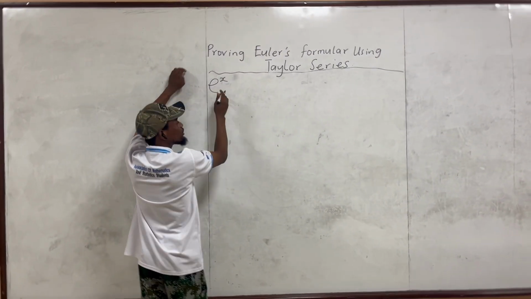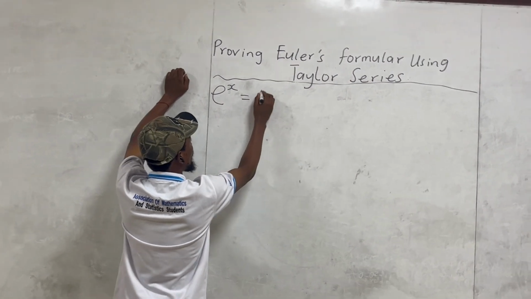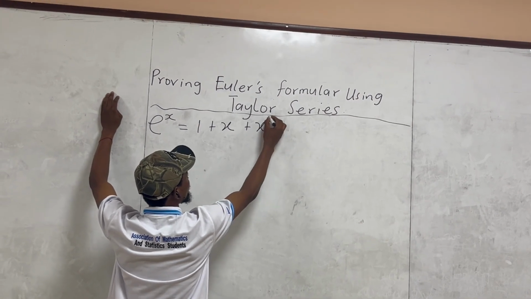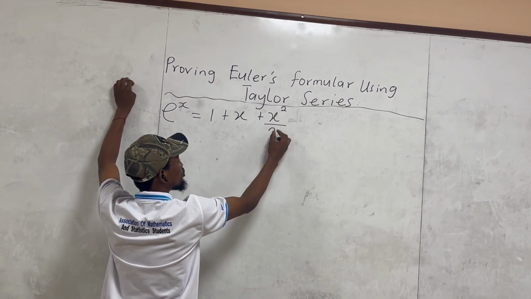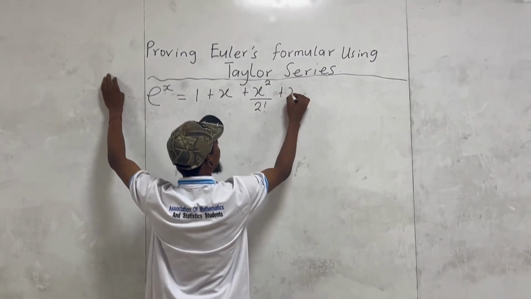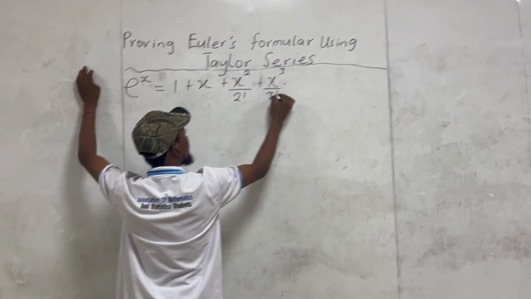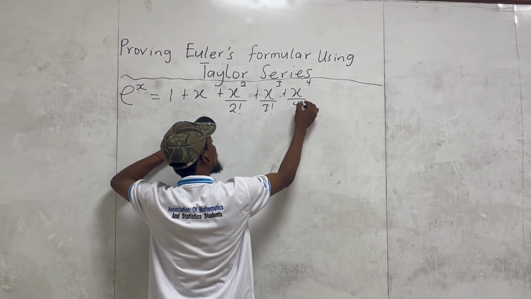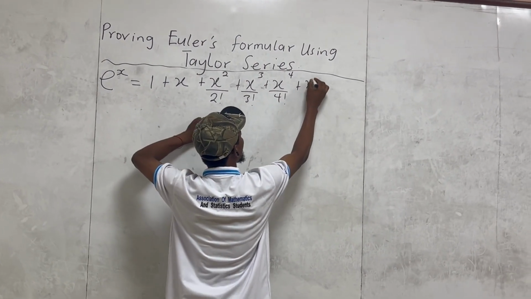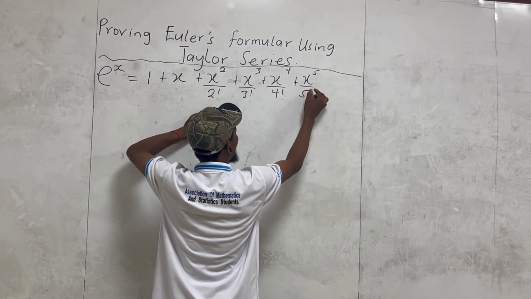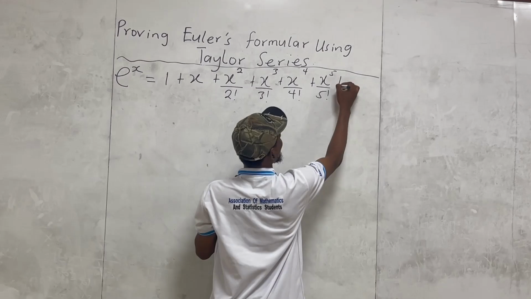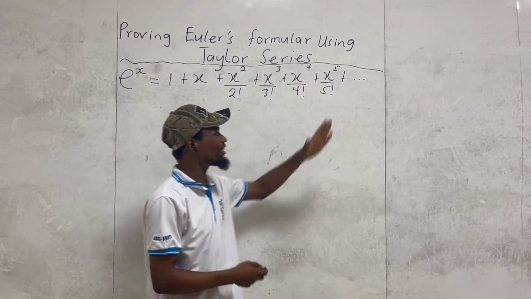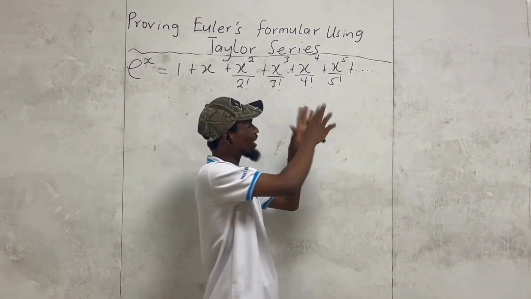Exponential x, or e to the power x, is equal to 1 plus x plus x to the power 2 over 2 factorial, then plus x to the power 3 over 3 factorial, plus x to the power 4 over 4 factorial, plus x to the power 5 over 5 factorial, then it continues in that way. So you have an indefinite number of x terms.